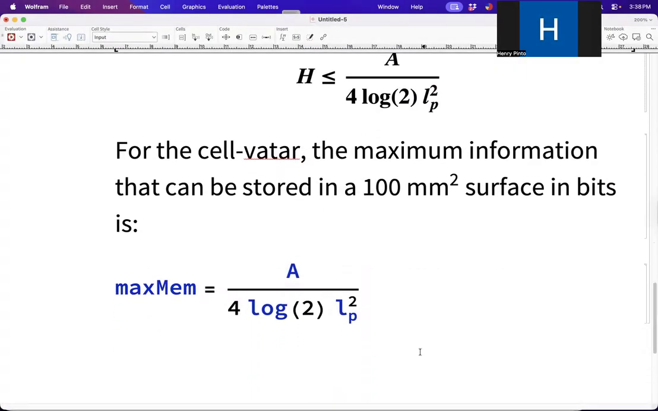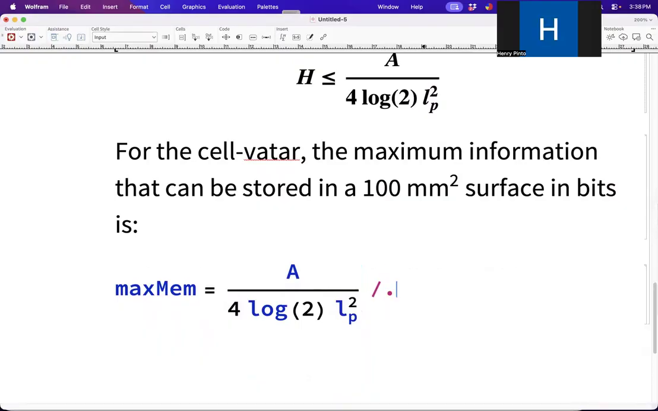And now, please, I'm recording. In Mathematica, you can do this. So instead of assigning values directly, I can say this is A, this value, right? What is the area? The area is 100 millimeters. So I have to transform these millimeters to meters squared. 100 divided by 10 to the 3, right? Square.